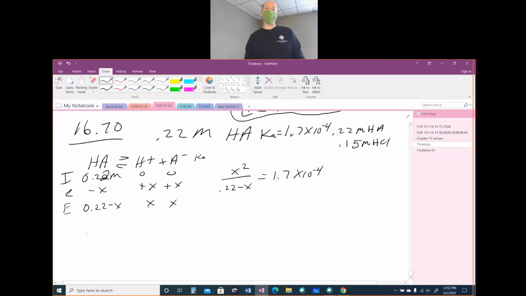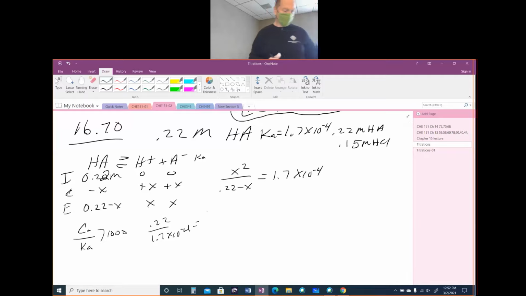Again, we have to see if we have to check our x value or not. So you got to take your Ca divided by your Ka and see if that is greater than 1,000. So we take our numbers, 0.22 divided by 1.7 times 10 to the minus 4, and we get 1,300. So we are happy about that. Barely greater than 1,000, but greater than 1,000, which means that we can just take our x value and go with it. So we can neglect that. We do not have to check that answer.